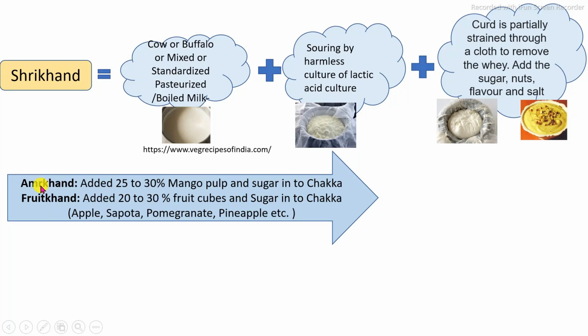As per their name, Amrkhand means addition of mango pulp, at least 25 to 30%, into the chakka, and addition of sugar and, as per our requirement, salt and other ingredients.